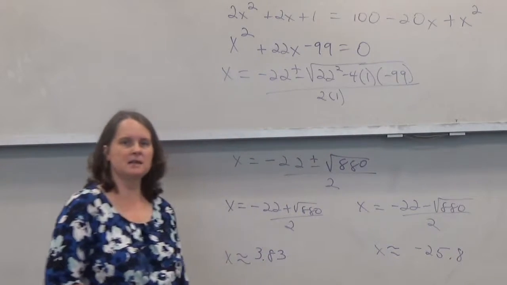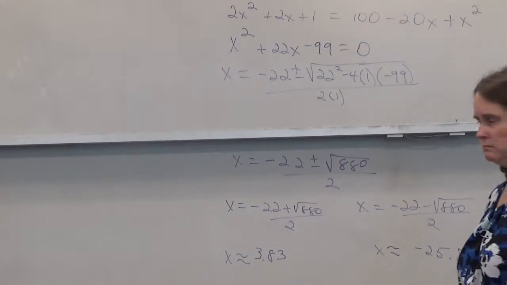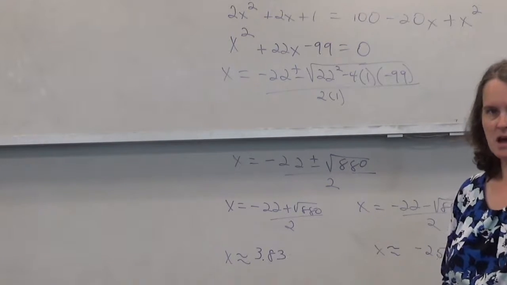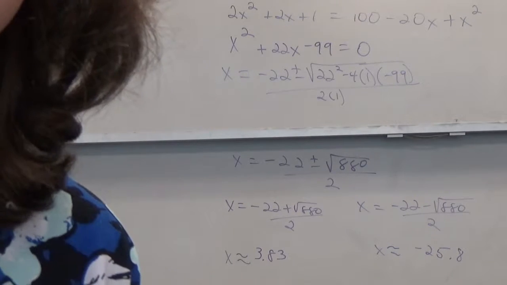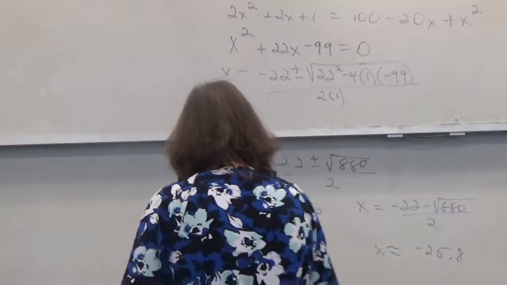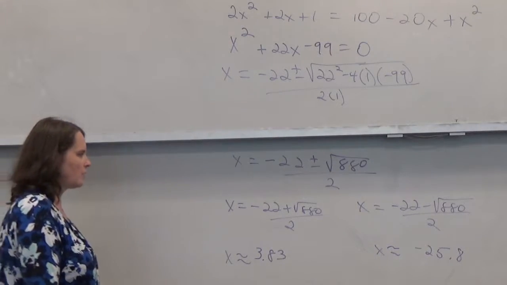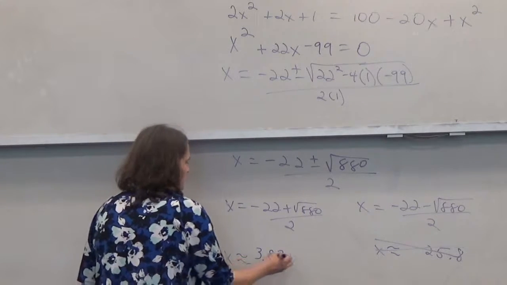Now, do those answers make sense in the context of this problem? We're doing the lengths of the sides of a triangle. So the negative 25.8 is not going to be helpful for us. So we're going to throw out the negative 25.8, and our answer is the 3.83, and this was in centimeters.